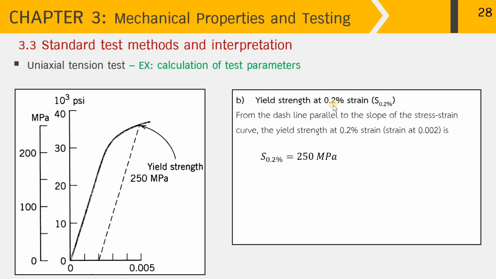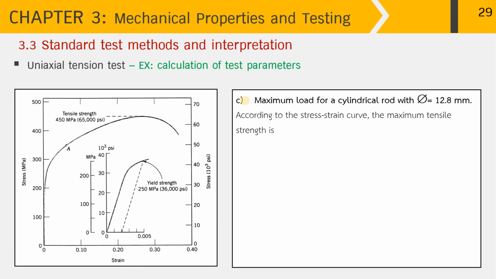Next is the yield strength at 0.2% strain. As I said before, 0.2% strain means the strain at 0.002. From the dashed line parallel to the slope of the stress-strain curve, we arrive at the value of 0.002 here. Therefore, the yield strength at 0.2% strain can be found when you draw the green line across the y-axis. Now we obtain the value of 250 megapascal, and that is the answer. Easy, isn't it?